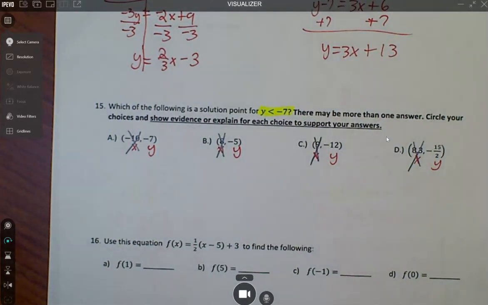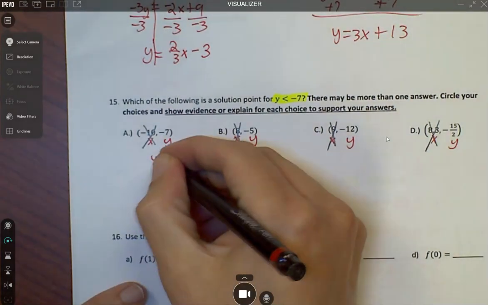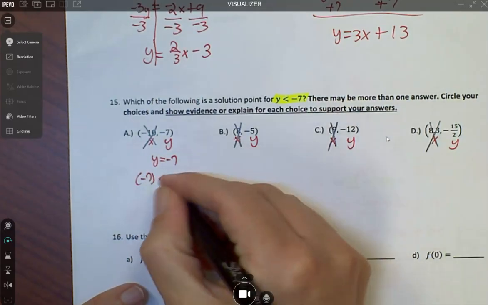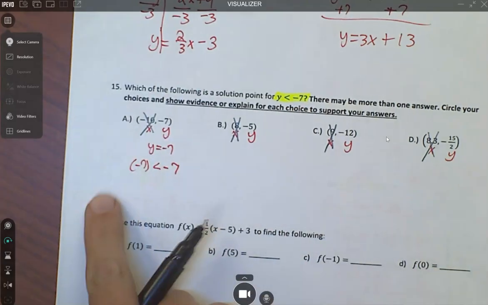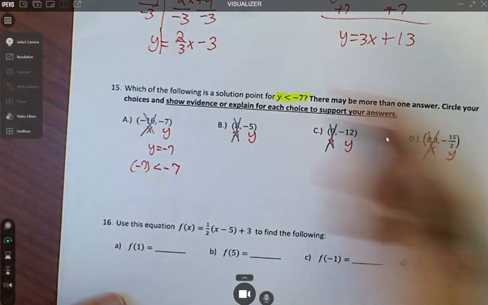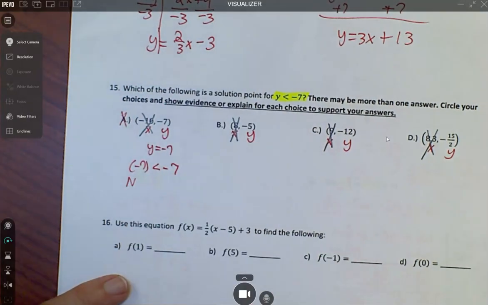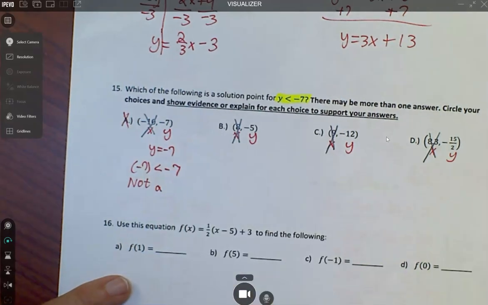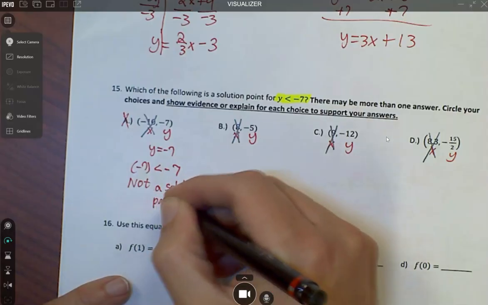Okay, and they were supposed to show evidence. Okay, so this tells me y is negative 7. So if I put negative 7 in the inequality that's given up here in yellow, hey, that's not true. Negative 7 is not less than negative 7. It's equal. So, no, not a solution point. Because that's false.